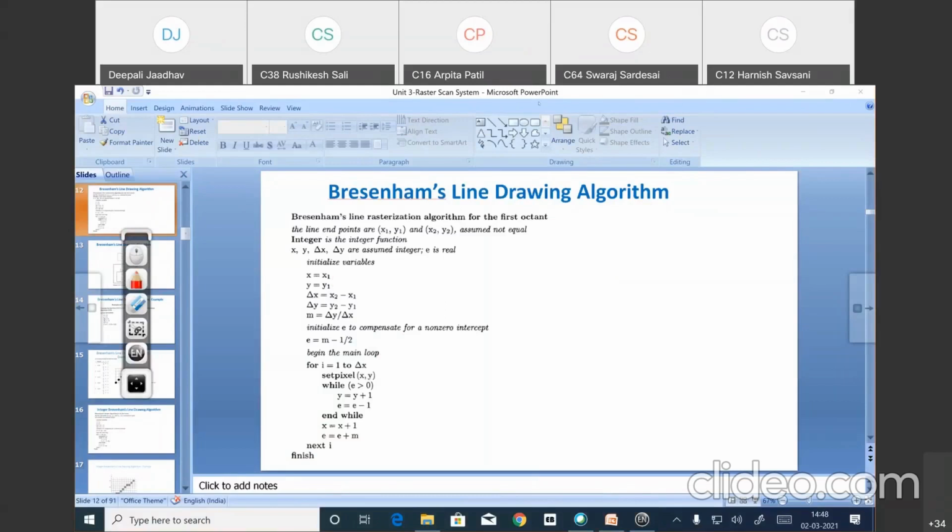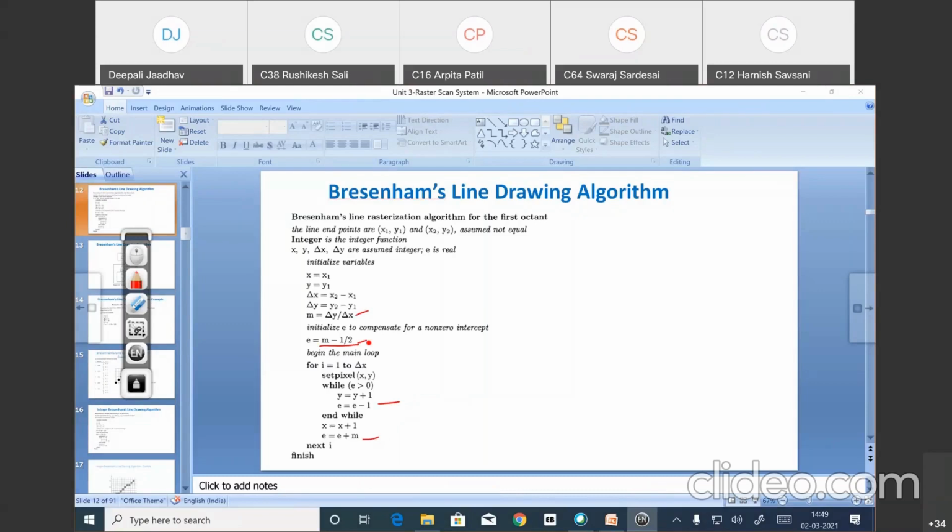Bresenham's line drawing algorithm. Here in this algorithm, what we have seen is that we use floating point numbers for the calculation. We use floating point numbers to calculate the slope and to calculate the error term. So when we consider floating point numbers, the calculations become slow.